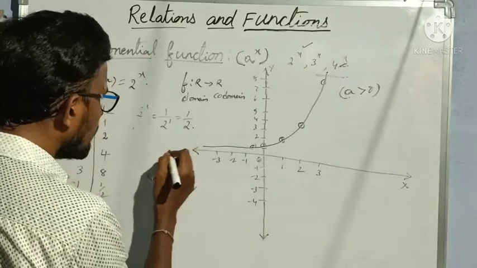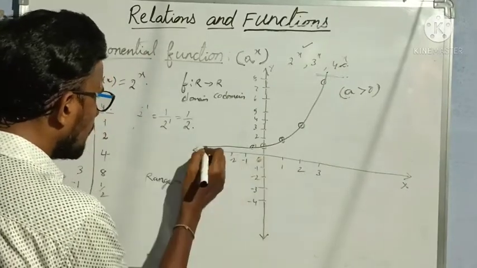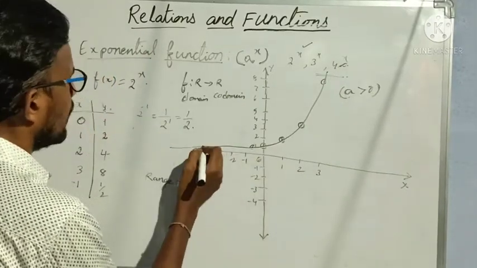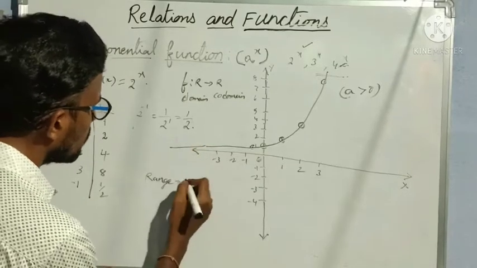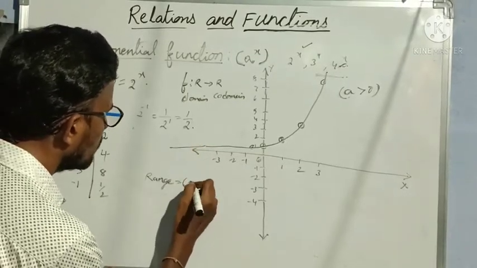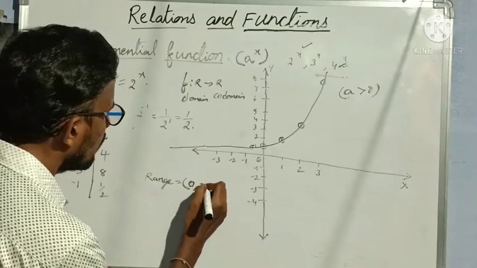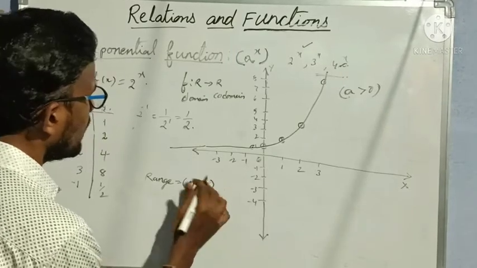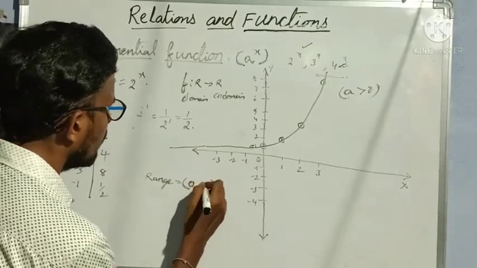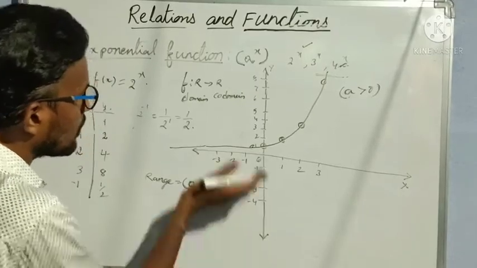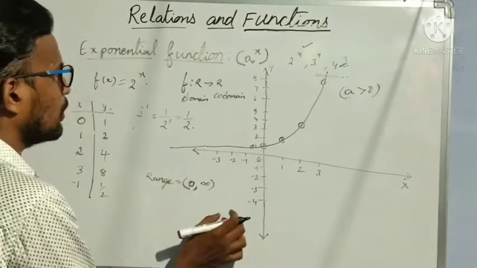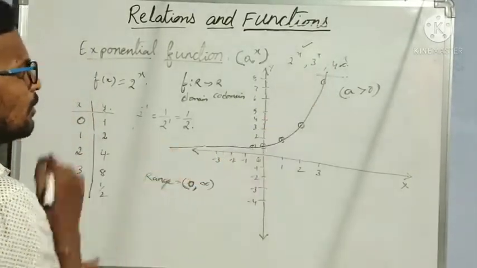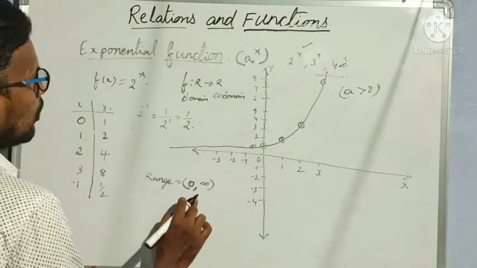So here this is 0, right? This is coming like this, just trying to touch 0 here, but this is never 0. So I am taking 0, comma, infinity. This is the range of this function. Why? Because this is not coming downside. Downside, if it comes, will have negative values, but only positive values it is having. That's why the range is 0, infinity.